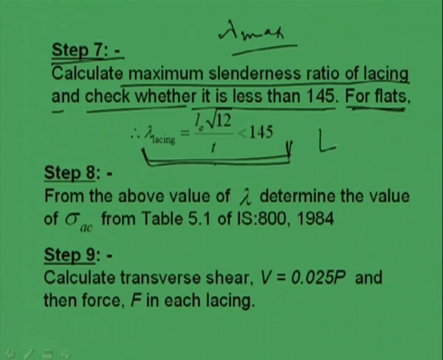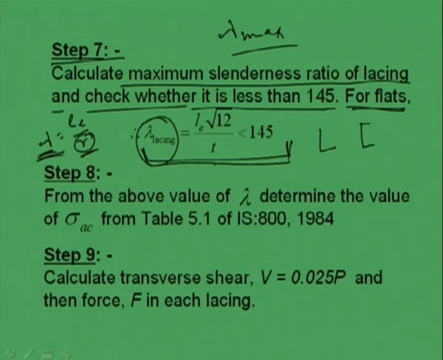If the lacing member is an angle section or channel section, then we can find the slenderness ratio from the equation LE by R, and R is given in the handbook SP6. For a particular type of section and a particular dimension, the slenderness ratio in different directions has been given. From that, we have to find the minimum radius of gyration, and hence the maximum slenderness ratio, and check whether it is less than 145 or not.